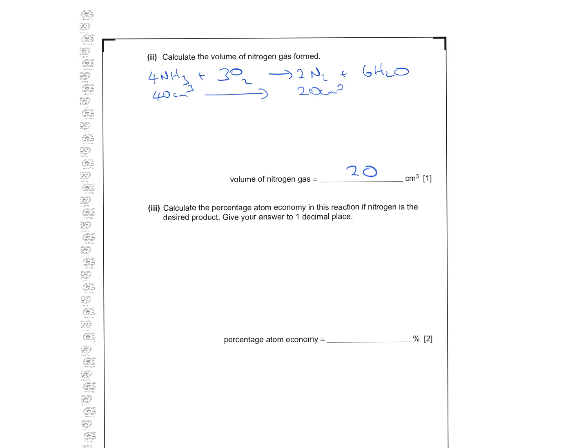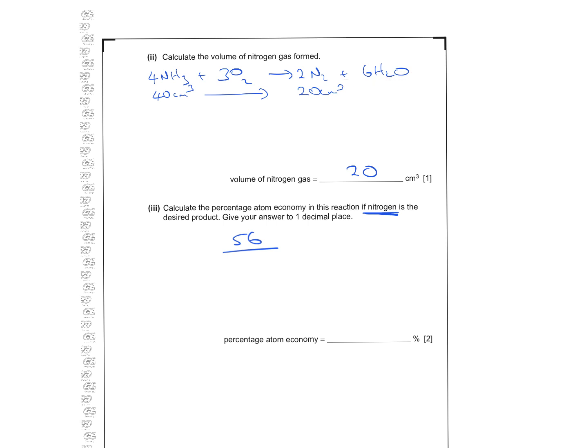Part 3, atom economy. So we're trying to work out the percentage atom economy of nitrogen. Now you need to be careful here, because this is the only time where you use the 2, the balancing number, when we're working out the total mass. So N2 is 28, and we've got 2 moles of them, so that's 56. And then what we'll have to do is work out the total mass of all of the products.